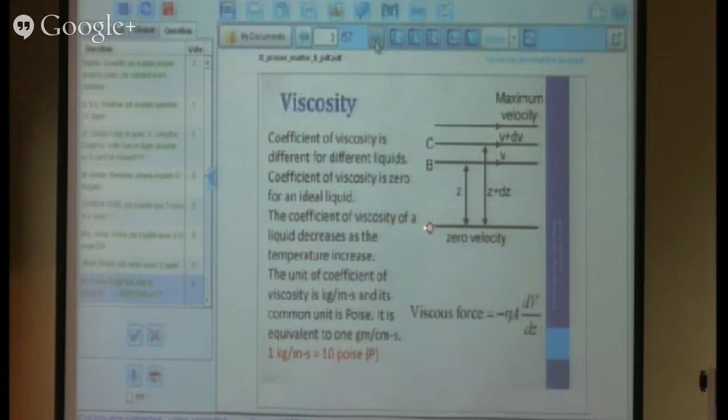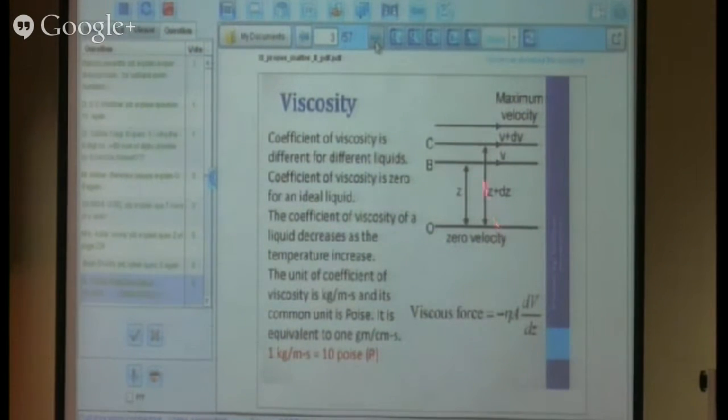It is noticed that the layer which is almost close to the surface, the lowermost layer, is almost at rest. But as you proceed, you will find the velocity keeps on increasing. So we have a gradient. Gradient means the velocity is changing with the depth, and we have this quantity measured as dv by dz. We call this the velocity gradient.